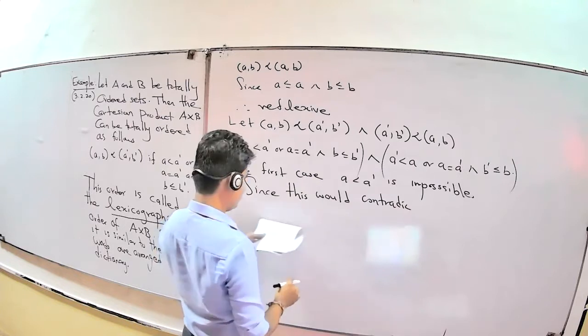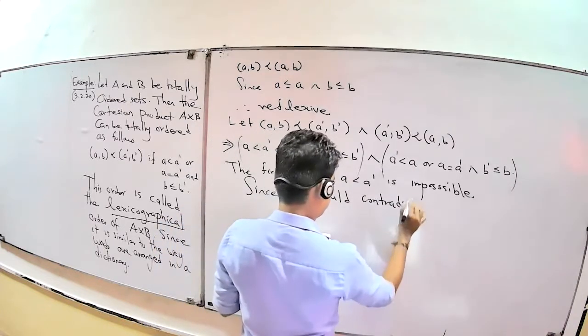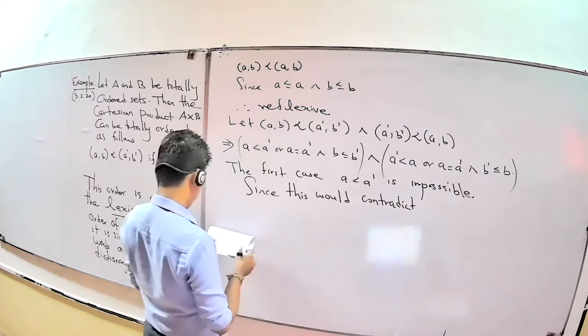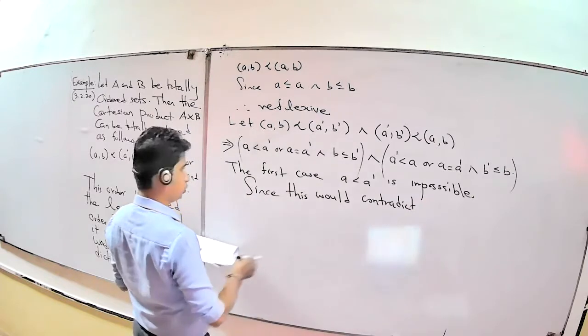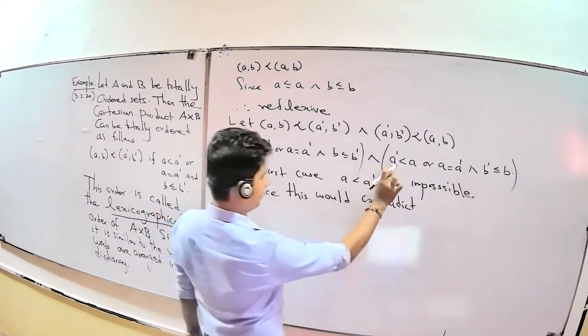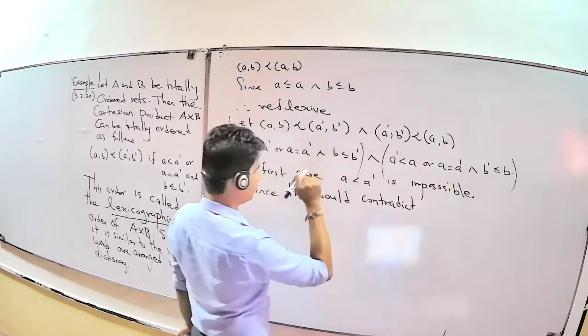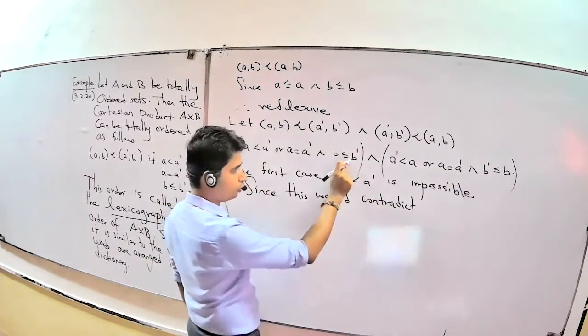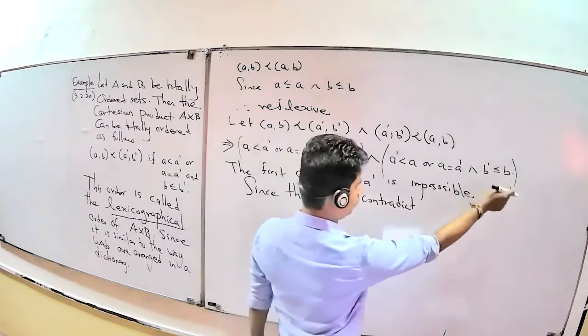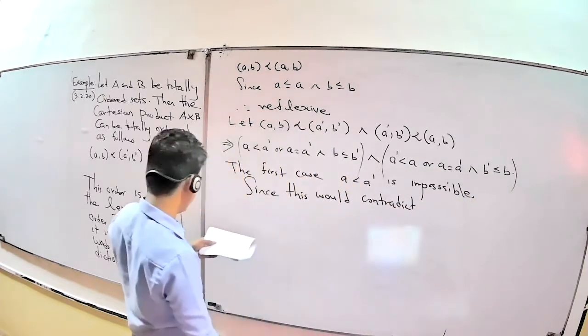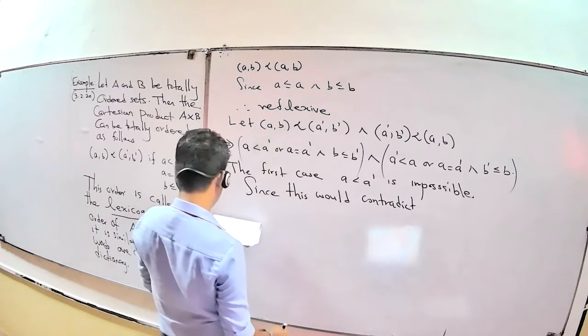Okay, contradict, right? Therefore, this one possible means A equal A dash equal A. Therefore, A equal A dash in one case. Again, B less than or equal to B dash is obviously true. B less than or equal to B dash and B dash less than or equal to B means B equals B dash.